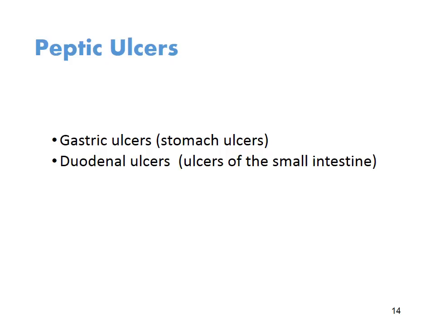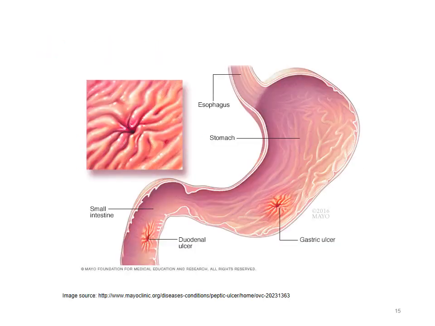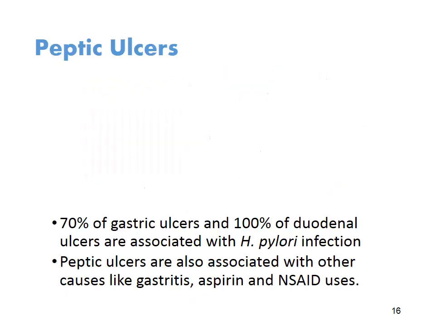Peptic ulcers can be classified into gastric and duodenal ulcers depending on their location. Duodenal ulcers are more common. Around 80% of peptic ulcers are duodenal ulcers. In this picture, you can see that if an ulcer forms in the stomach, here it is called a gastric ulcer. If the ulcer is in the duodenum, then it is a duodenal ulcer. Most ulcers are caused by H. pylori infection. The next most common cause would be aspirin or NSAIDs.